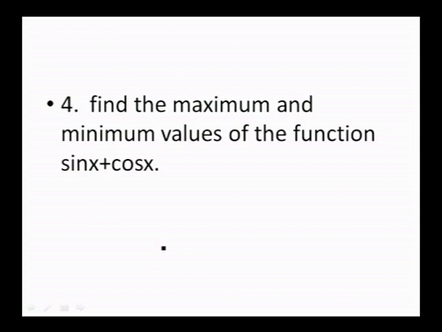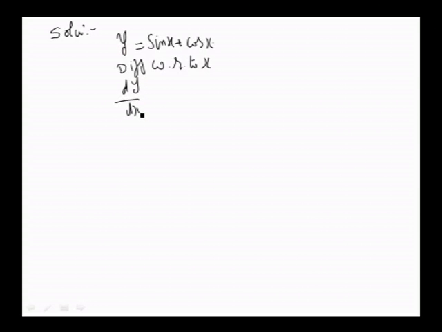The next is to find the maximum and minimum values of the function y is equal to sin x plus cos x. Solution: y is equal to sin x plus cos x. The first rule, differentiate with respect to x: dy by dx is cos x minus sin x.